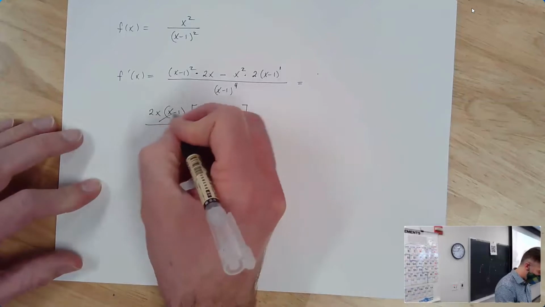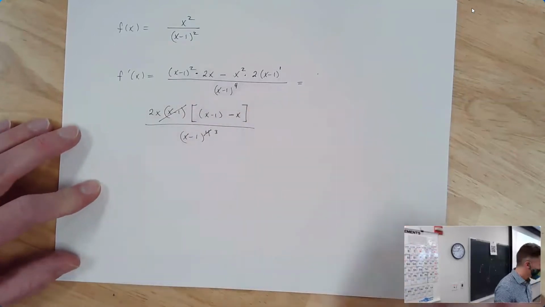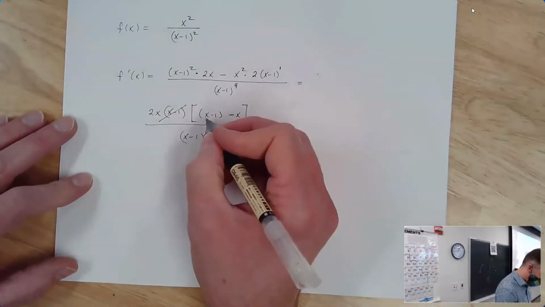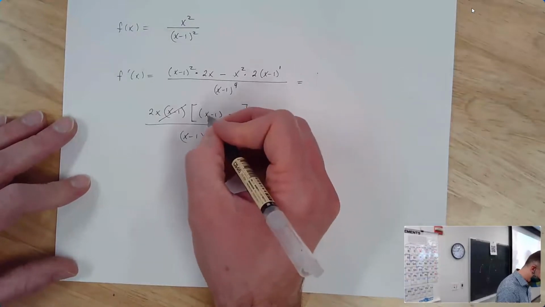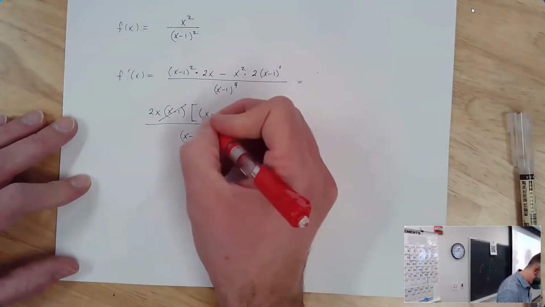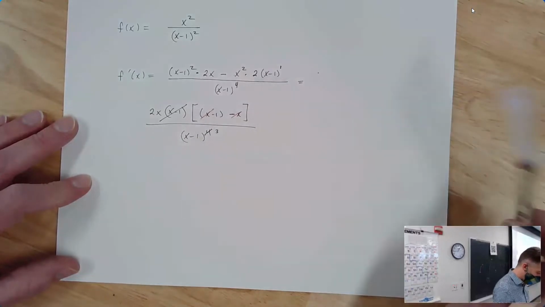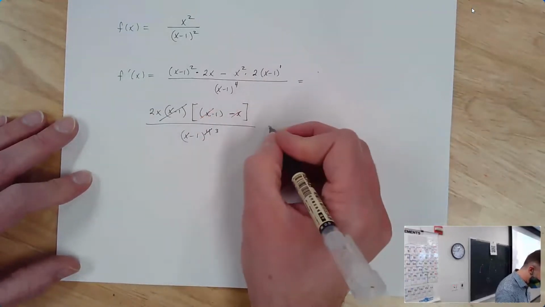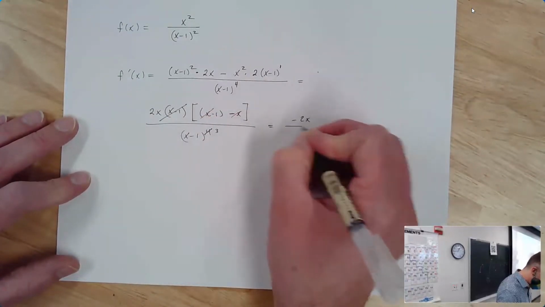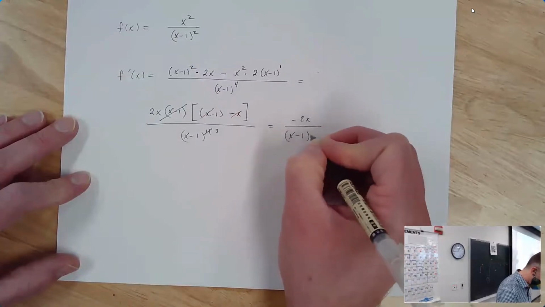I'm going to cancel an x minus 1 and an x minus 1. And in x minus 1 minus x, those x's actually cancel each other out as well. So we're left with just a 2x times negative 1 over x minus 1.